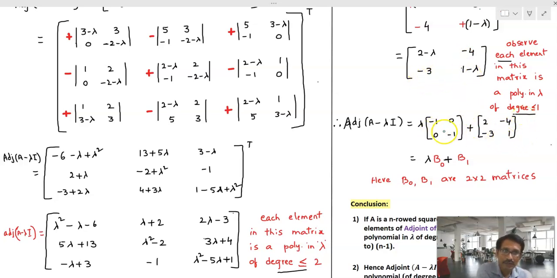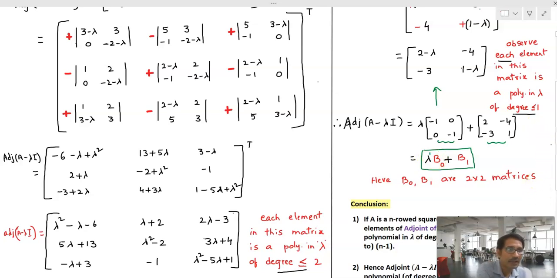Now if you add these two matrices, you will get back the original matrix, that is the adjoint of A minus lambda I. But what you observe is, this is a polynomial in lambda, but it is a matrix polynomial because the coefficients here are matrices. I call this B0 and this B1, and they are 2 by 2 matrices. Hence this is a matrix polynomial in lambda. If it is 2 by 2, the leading power is lambda to the power 1.